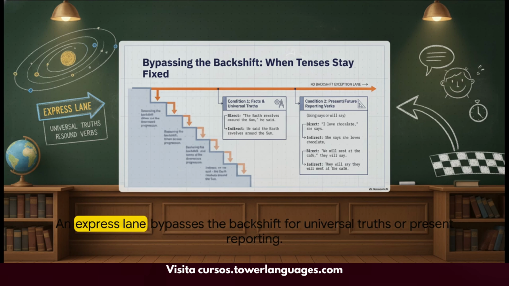But what happens when that backshift rule doesn't apply? Well, think of it like an express lane. For universal truths, like the earth revolves around the sun, the tense stays right where it is. And the same thing happens when we report using present verbs like "she says" or future ones like "they will say." This helps your students understand the logic behind the exceptions, not just memorize them.